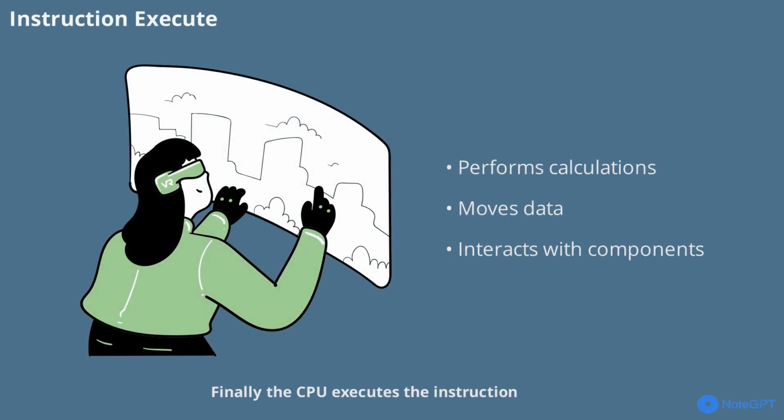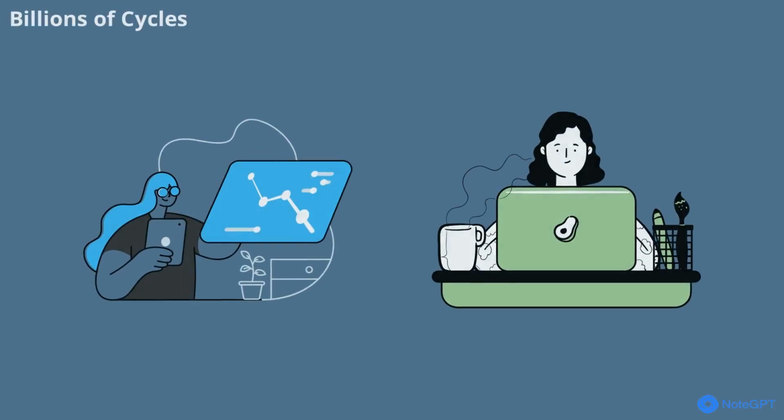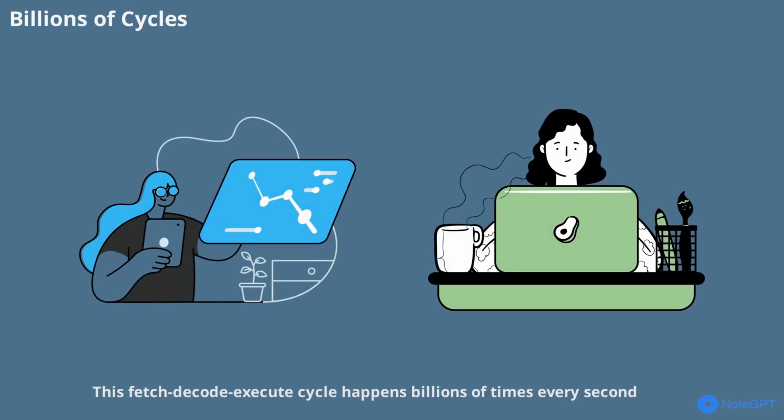Finally, the CPU executes the instruction. This could mean performing a calculation, moving data, or interacting with other components. Execution is where the CPU turns instructions into real actions, making your computer do what you want. This fetch-decode-execute cycle happens billions of times every second. It's what allows your computer to respond instantly, run complex programs, and handle multiple tasks at once. The speed and efficiency of this cycle are key to your computer's performance.